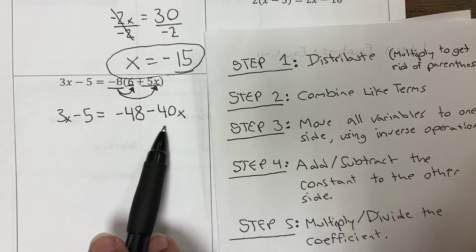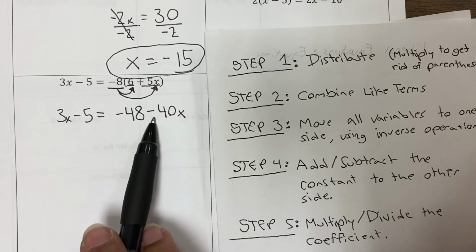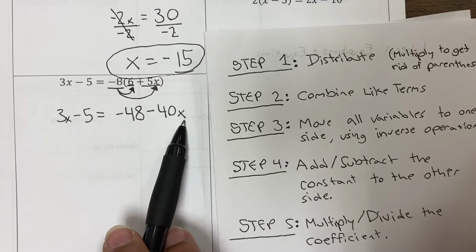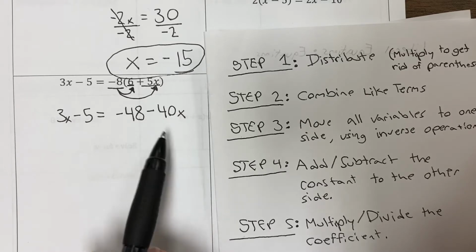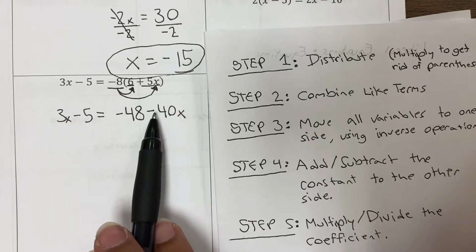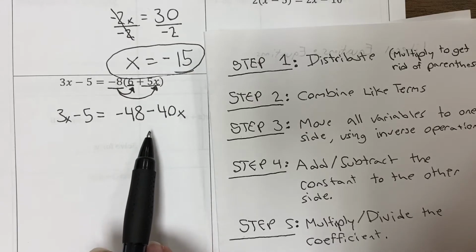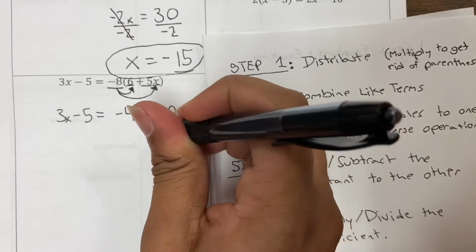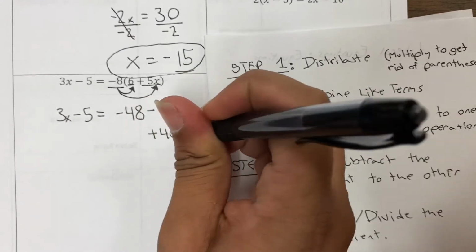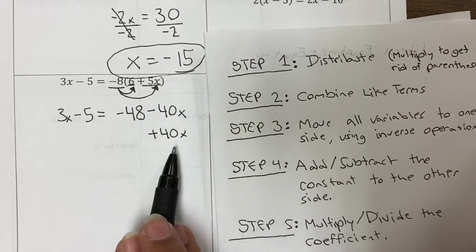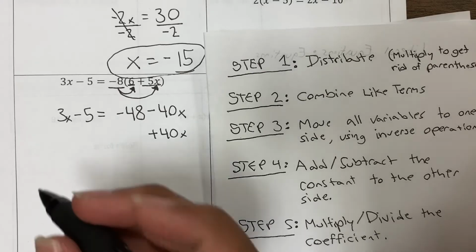So that means right here, I have negative 40x. In order to cancel it out and get it over to the other side, I have to do the opposite. I have to get rid of it. So the opposite of that, or the inverse of that, would be positive. So adding 40x. But we believe in justice, so what we do to one side, we have to do to the other.